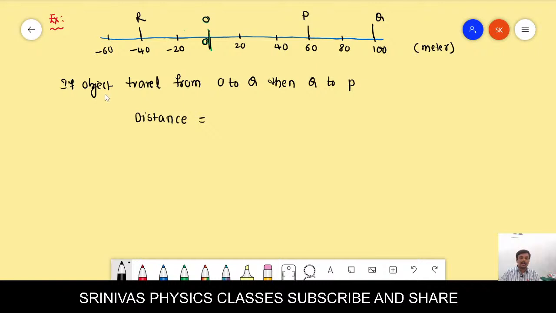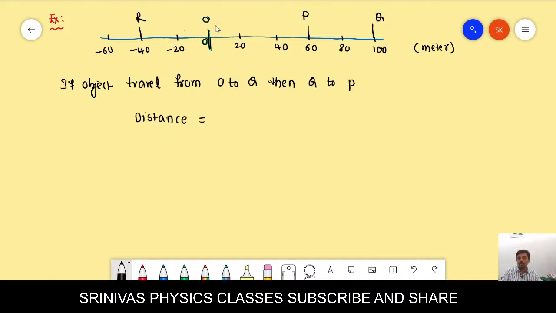Distance, how much did it travel? The object travels from O to Q, then Q to P. Then what is the distance? Distance means the length of the actual path. Actual path means how the body travels; like that you can go and measure, that is the actual path. The definition of distance is the length of the actual path.